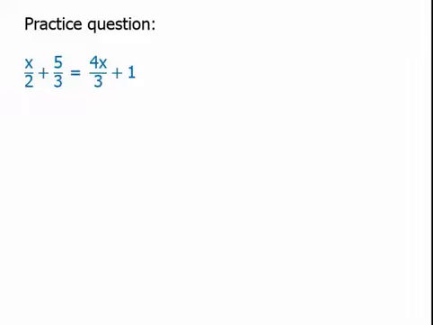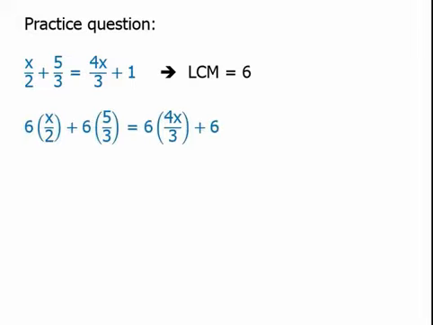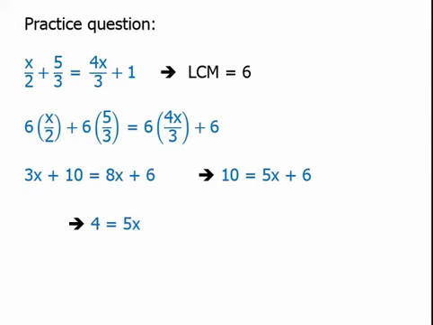So now we're going to start by multiplying by the least common multiple, which is 6. Everything gets multiplied by 6. When we simplify all this, we're left with 3x plus 10 equals 8x plus 6. Subtract 3x from both sides. Subtract 6 from both sides, and divide both sides by 5.